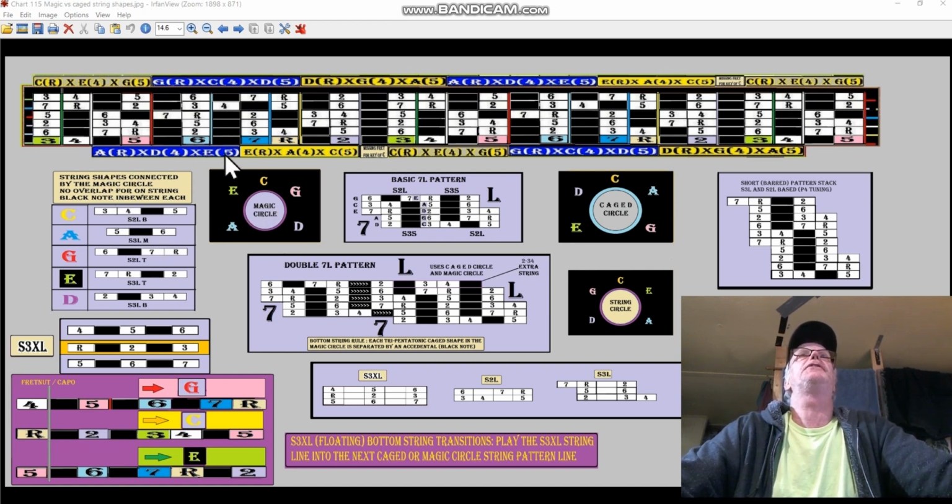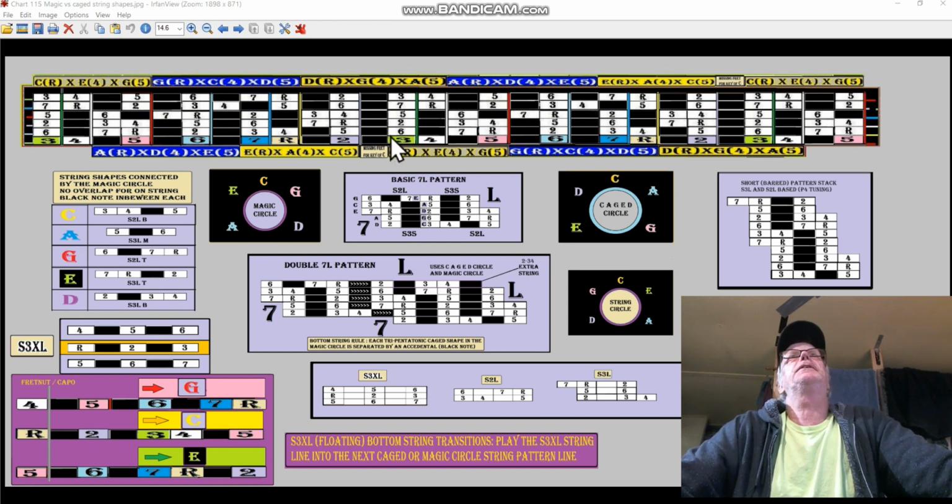So in between 5, 6, let's say, in between say 3, 4, 5, there's a black accidental. In between the next magic circle transition, which is the G, which is 6, 7 root. So that's over here, 6, 7 root. There's an accidental there. In between the G and the D, remember D is 2, 3, 4 here. So we got 2, 3, 4 here. We have an accidental. And there's an accidental in between every single bottom string magic circle progression of cage shapes across the fretboard.